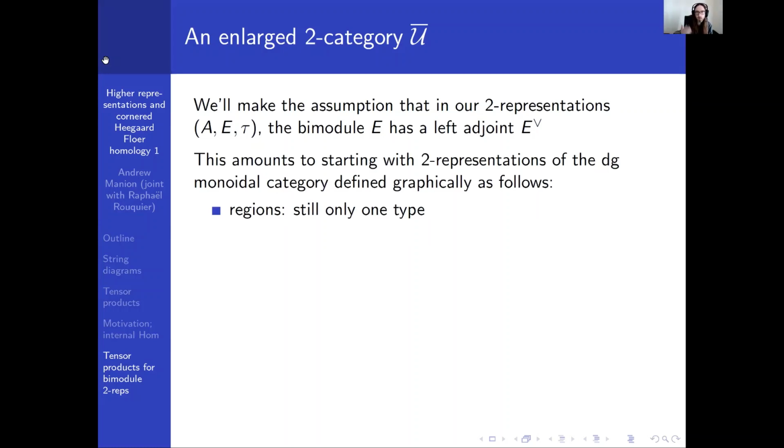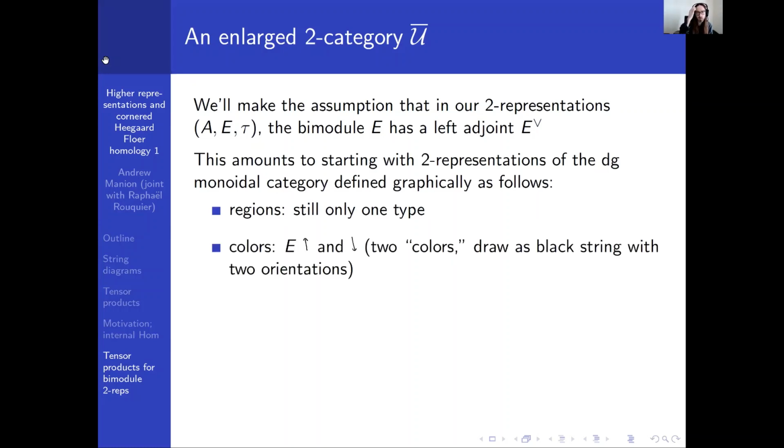And if we want to build in that requirement, just like we built in invertibility, we could just make a bigger category where now we have up and down strands. So instead of U, we'll consider this U bar. You have up and down strands. You have your tau still, but now you also have the unit and co-unit of an adjunction with the down strand as the left adjoint and the up strand as the right adjoint.